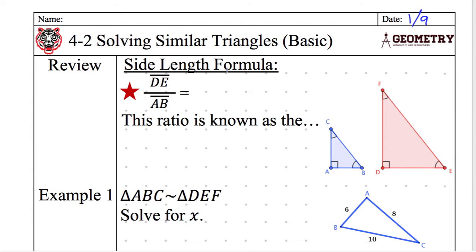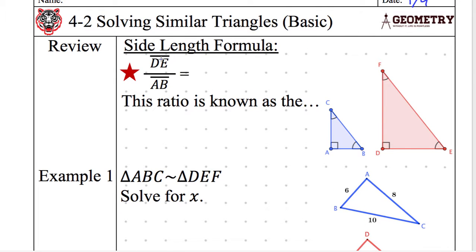All right, so here we go. Side length formula. This comes from yesterday. Not yesterday, 2 days ago. We know what these ratios are. Let's review it. DE over AB. I'm looking at these two triangles right here. DE and AB. I'm doing the bigger triangle over the smaller triangle. I could have chosen to do the smaller triangle over the bigger triangle.